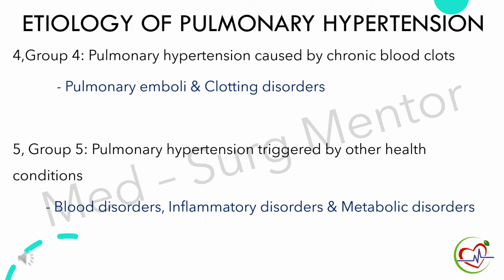Next etiological classification of pulmonary hypertension is pulmonary hypertension caused by blood clots. It occurs in conditions like pulmonary emboli and clotting disorders. And the last one is group 5 pulmonary hypertension, and it is triggered by other health conditions like blood disorders, inflammatory disorders, and metabolic problems.